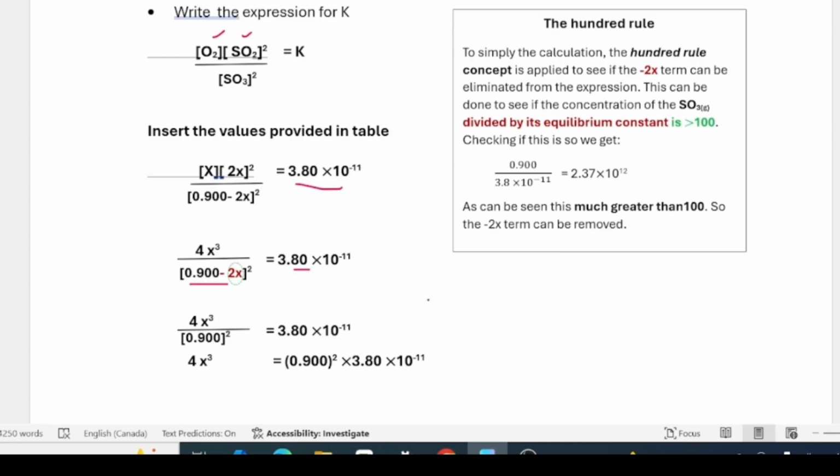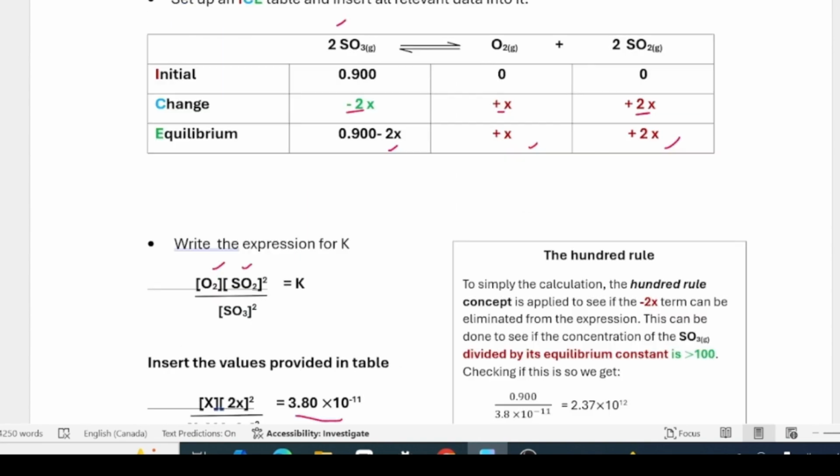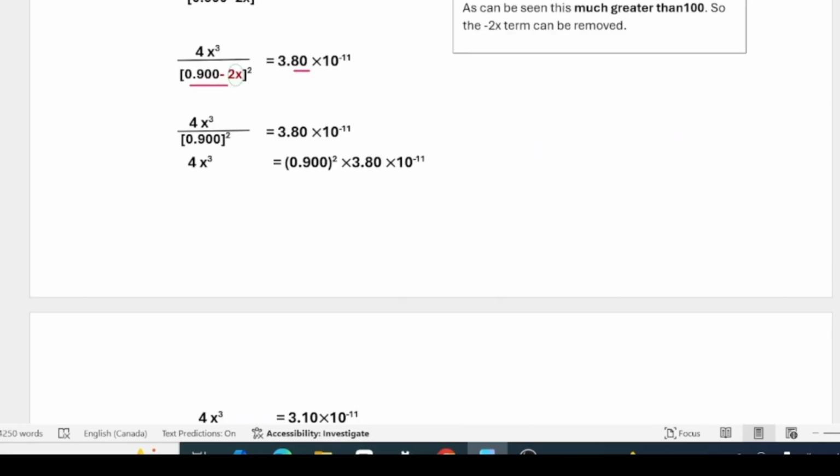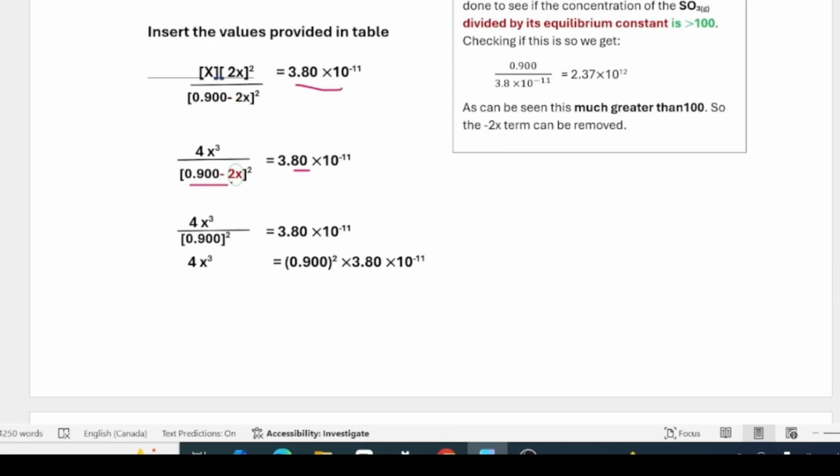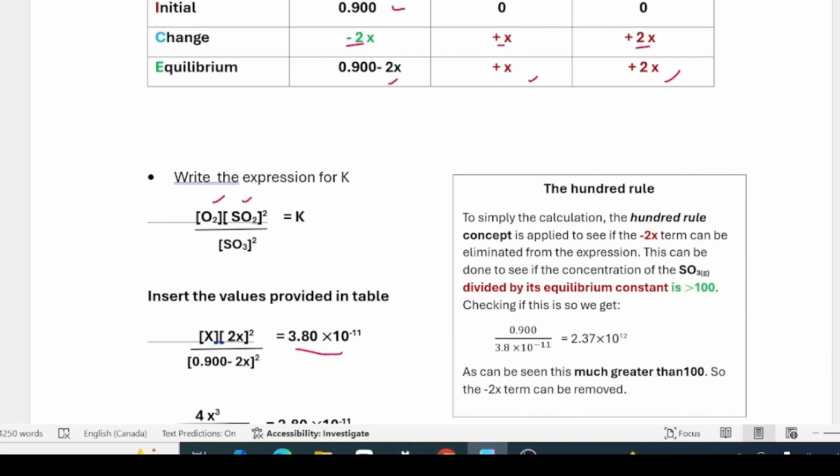We'll try to simplify our calculations by seeing if we can remove this guy here. We're removing a certain amount of sulfur trioxide, right? We do not know if it is significant enough to affect the original concentration that is present. So to know if removing this does not make a big difference, this is the rule. It's what is called the 100 rule.